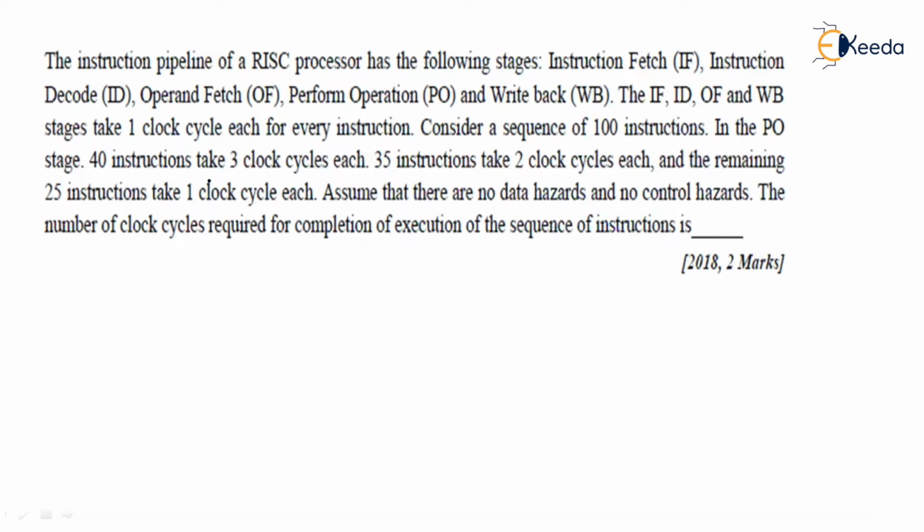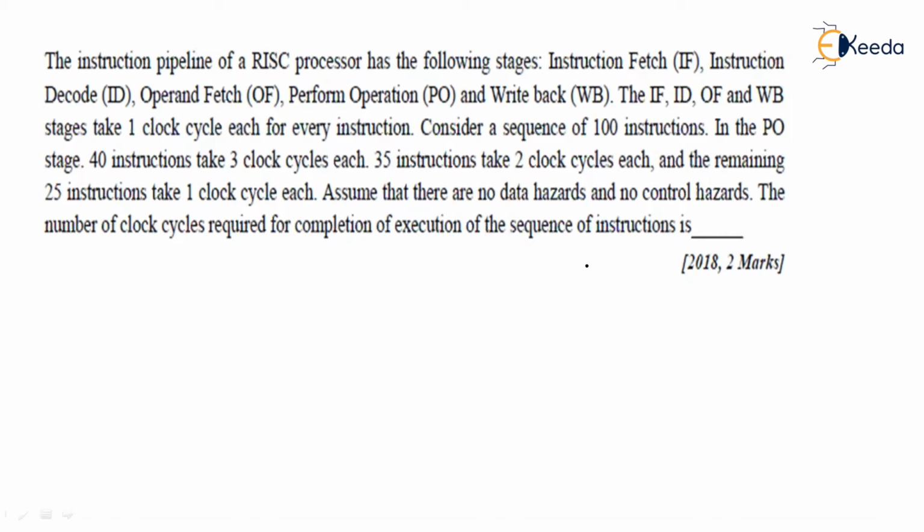In the pivot stage, 40 instructions take 3 clock cycles each, 35 instructions take 2 clock cycles each, and the remaining 25 instructions take 1 clock cycle each. Assume that there are no data hazards and no control hazards. The number of clock cycles required for the completion of the execution of the sequence of these instructions.